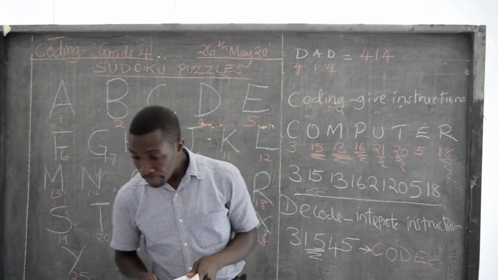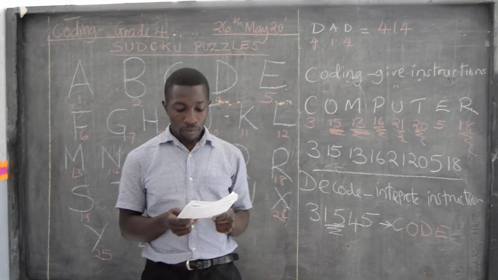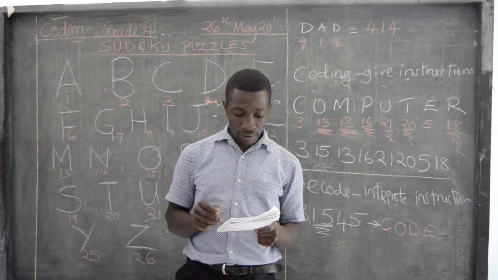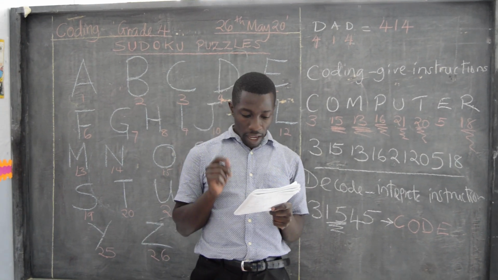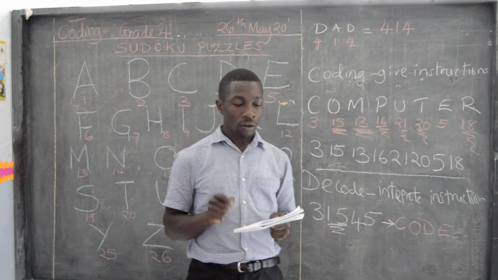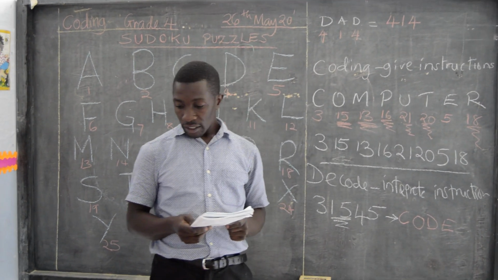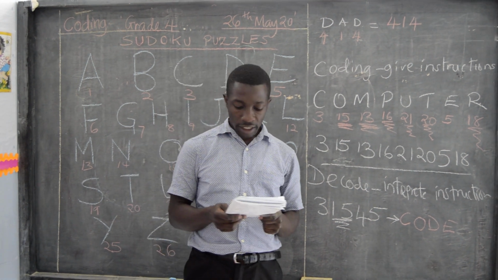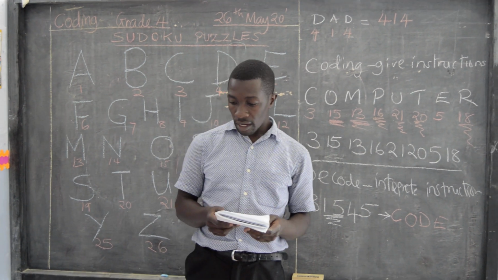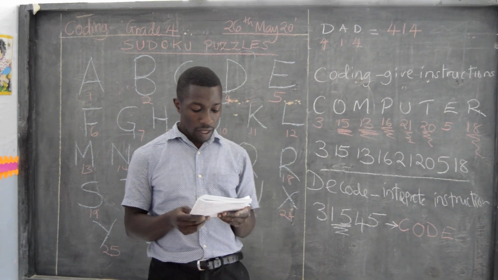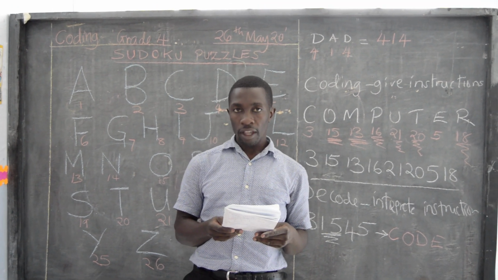Then C, we have 19, 3, 8, 15, 15, 12. Then D, we have 7, 18, 1, 4, 5. Then we also have E, 6, 15, 21, 18. And then lastly, we have 20, 5, 1, 3, 8, 5, 18.